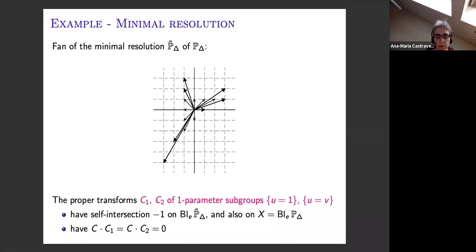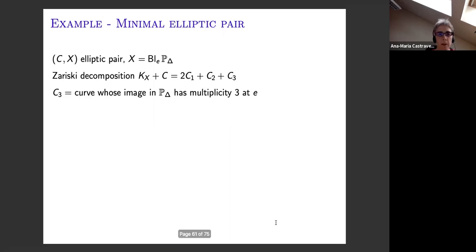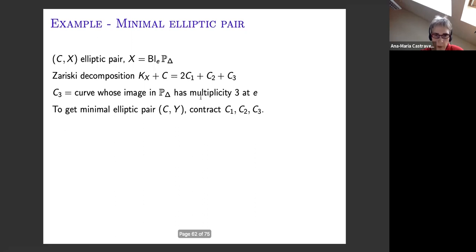And these will be part of the curves that we need to contract to get to the minimal elliptic pair corresponding to this X. Okay, and so this is the setup. We're looking at this elliptic pair given by our good polygon, blow up the identity point, and then we look at the Zariski decomposition of K plus C. So it turns out these are the curves that we need to contract. It contains here the 2 one-parameter subgroups, one with multiplicity 2, and then there is one more curve which is not a one-parameter subgroup. It doesn't come from a one-parameter subgroup, but it has multiplicity 3 at the identity point. And so contracting these curves will get us to the minimal elliptic pair.